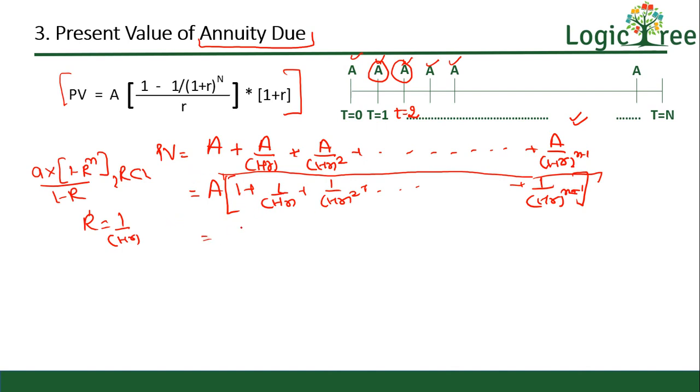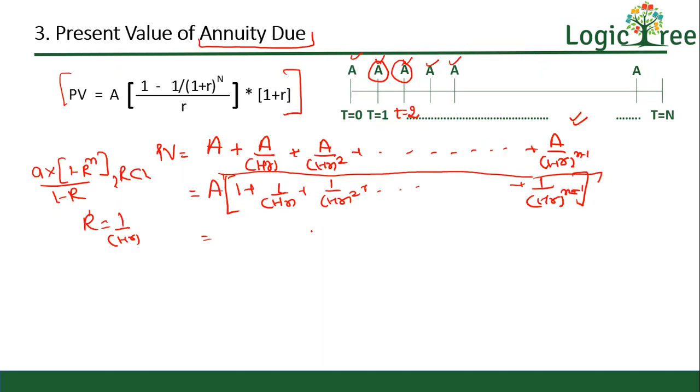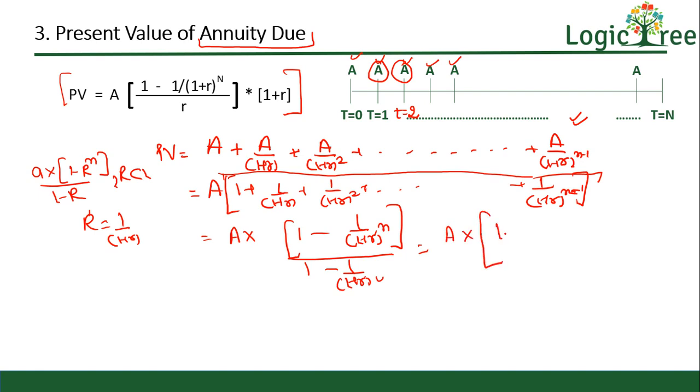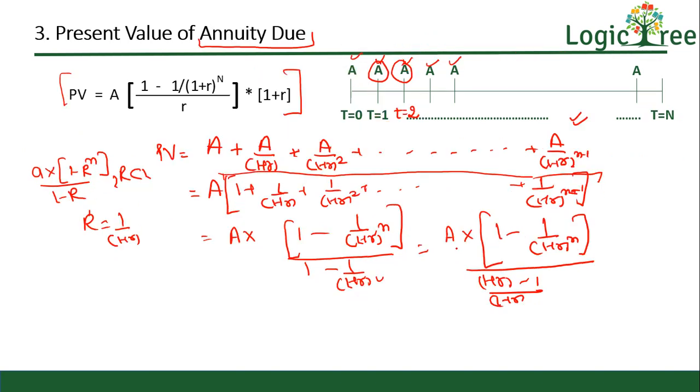So the sum of this series we have already derived is equal to what? 1 minus 1 upon 1 plus r raised to the power N upon 1 minus 1 upon 1 plus r. So if I write this, it will become 1 minus 1 upon 1 plus r raised to the power N upon 1 minus 1 upon 1 plus r. So taking 1 plus r as LCM, I will get 1 minus 1 upon 1 plus r raised to the power N divided by 1 plus r minus 1 upon 1 plus r. So here I don't have any term like in the previous case, where I was having a term of 1 plus r in the denominator of this fraction, so that was getting cancelled here.